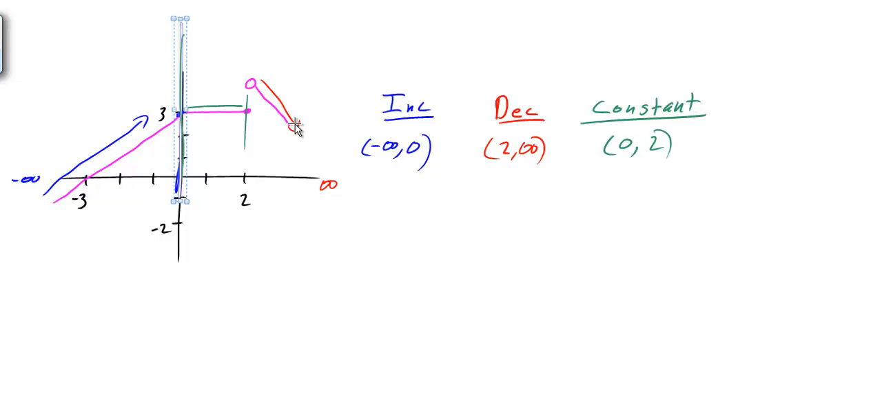So the biggest thing you need to be aware of with identifying the intervals for increasing, decreasing, and constant is that you need to make sure that these values that you're listing are the x values down here, because these are labeling the intervals on which you're increasing, decreasing, or remaining constant.